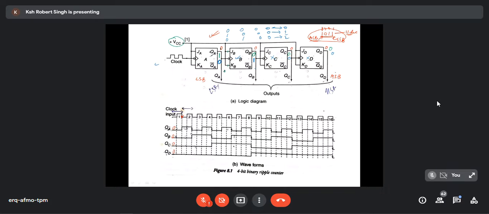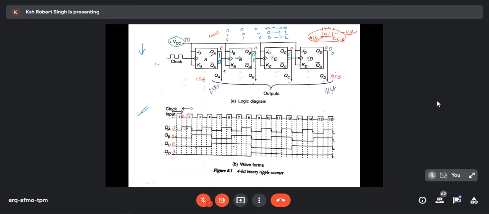So let me explain it. Before going to the circuit, if I explain from the waveform, it will be very easy. I will explain it from the waveform first, in order to make sure that it is not difficult, it is easy. Otherwise, you will think that it is very difficult. See, when you see the diagram very carefully, you will come to know that all the flip-flops are negative edge triggered. Bubble is there.